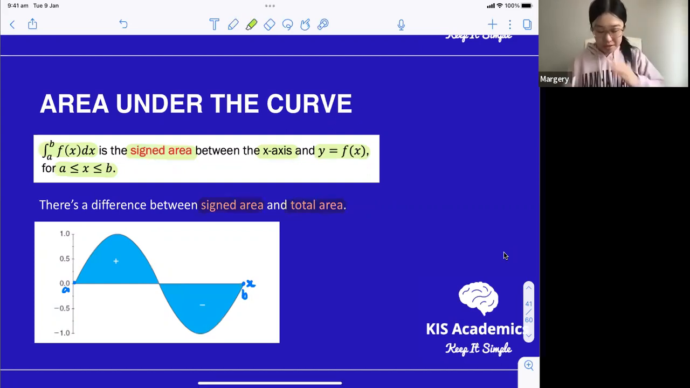Signed area doesn't take into consideration the area beneath the x-axis or above the x-axis. It just finds the integral from the two limits and evaluates that. Whereas for the total area, we want all the areas to be positive. And so when we add up the integrals, we end up getting the entire area. So this whole area over here plus this area down the bottom over here, making this area here positive when we find the total area. But we'll look at an example to go through that as well.